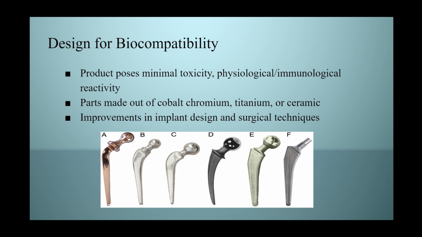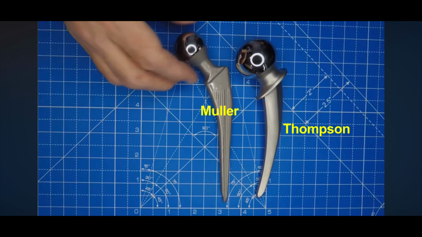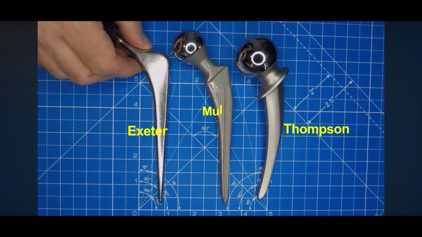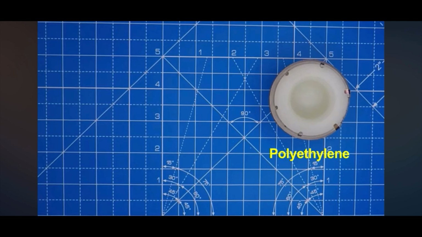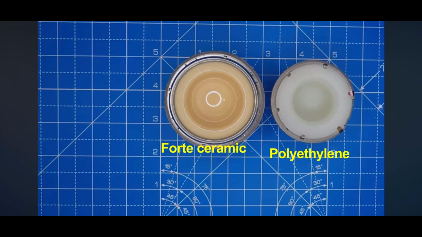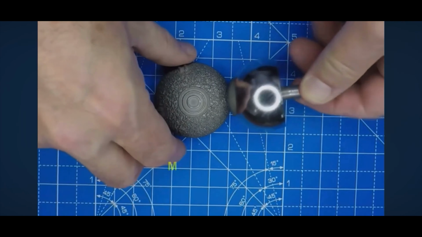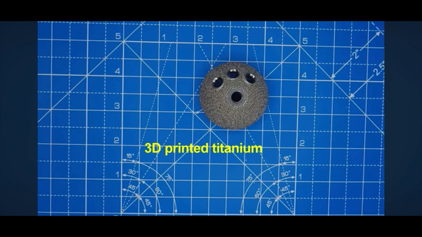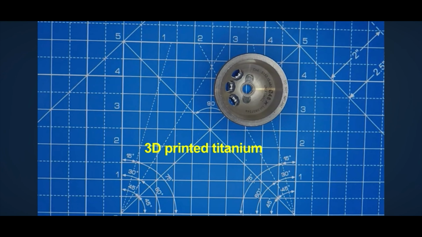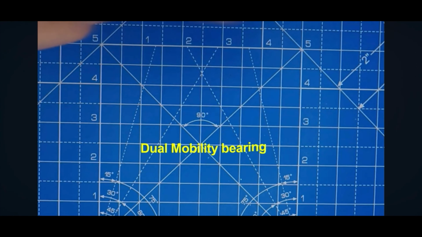The compatibility with living tissue or a living system is necessary as it will be replacing joints directly connected with bones and muscles. The creative design assures that the product possesses minimal toxicity and physiological immunological reactivity. The femoral head and acetabular cup are typically made out of cobalt chromium, titanium, or ceramic as they have minimal reactivity. Also, improvements in implant design, as shown below, and surgical techniques reduce the risk of revision surgery.